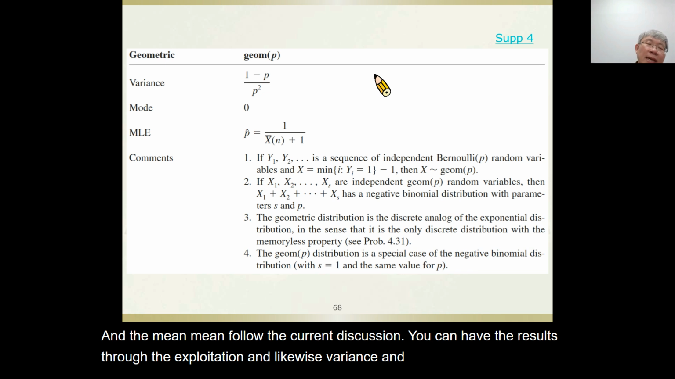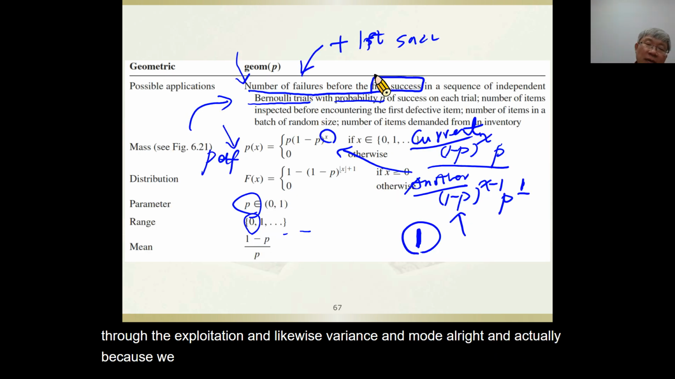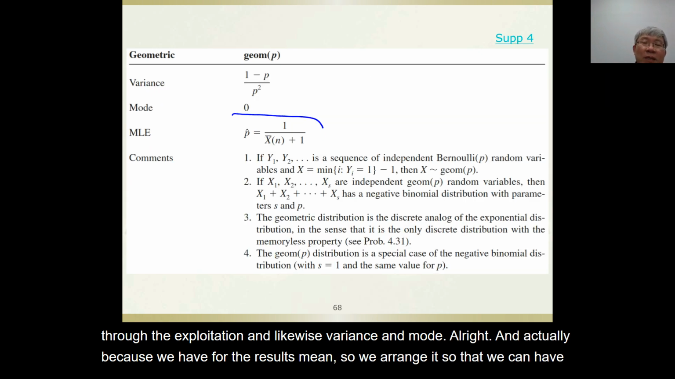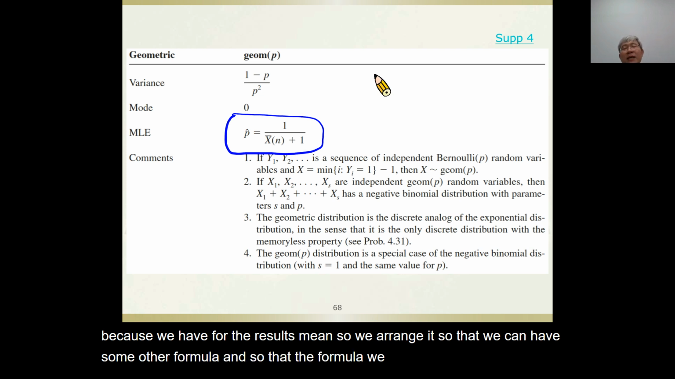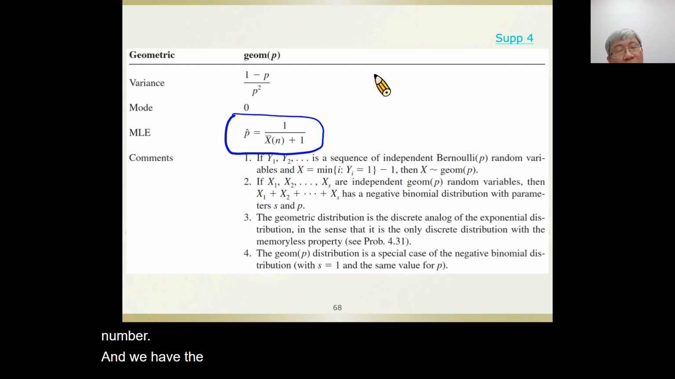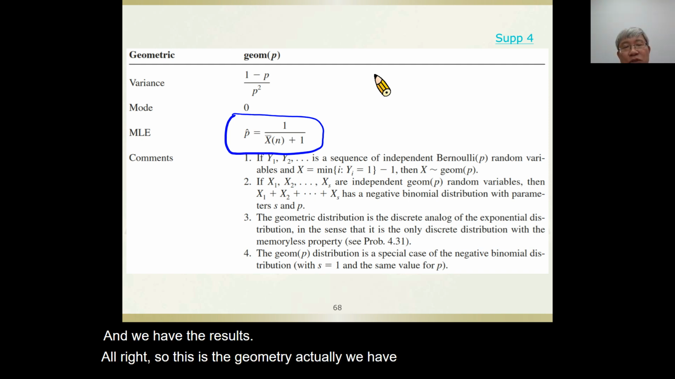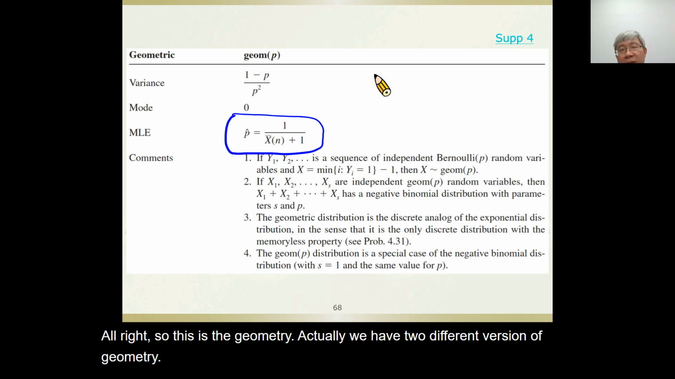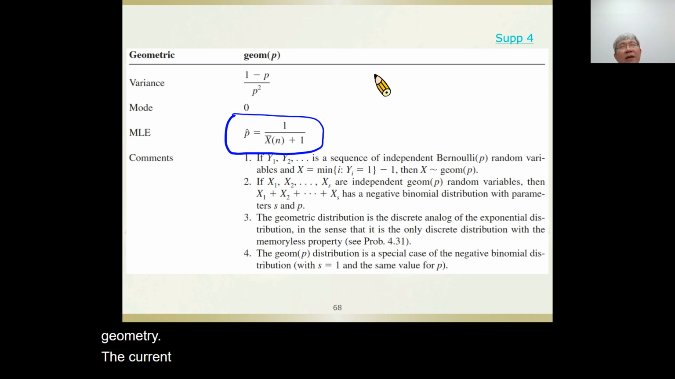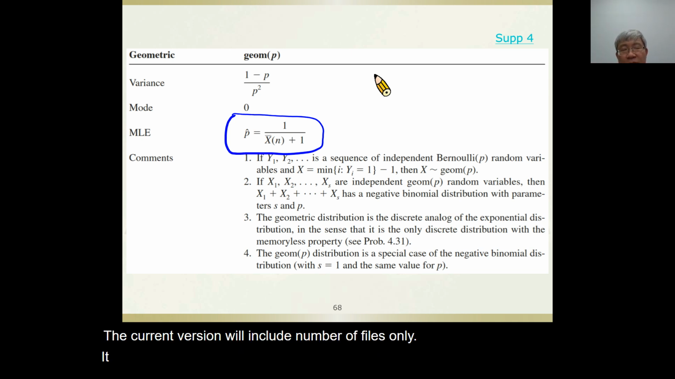Because we have the result for the mean, we rearrange it so that we can summarize the formula, and the formula uses the expected number. Alright, so this is the geometric distribution. We have 2 different versions of geometry. In the current version, we include the number of failures only. It won't be necessary to include the number of successes.